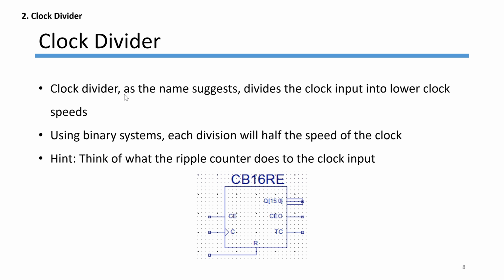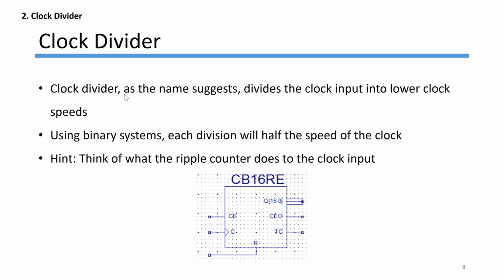And in this image you see at the bottom, that is the CB16RE, which should be in your Xilinx template project file in the top level. What it does is it divides the clock input by 2 to the power of 16.